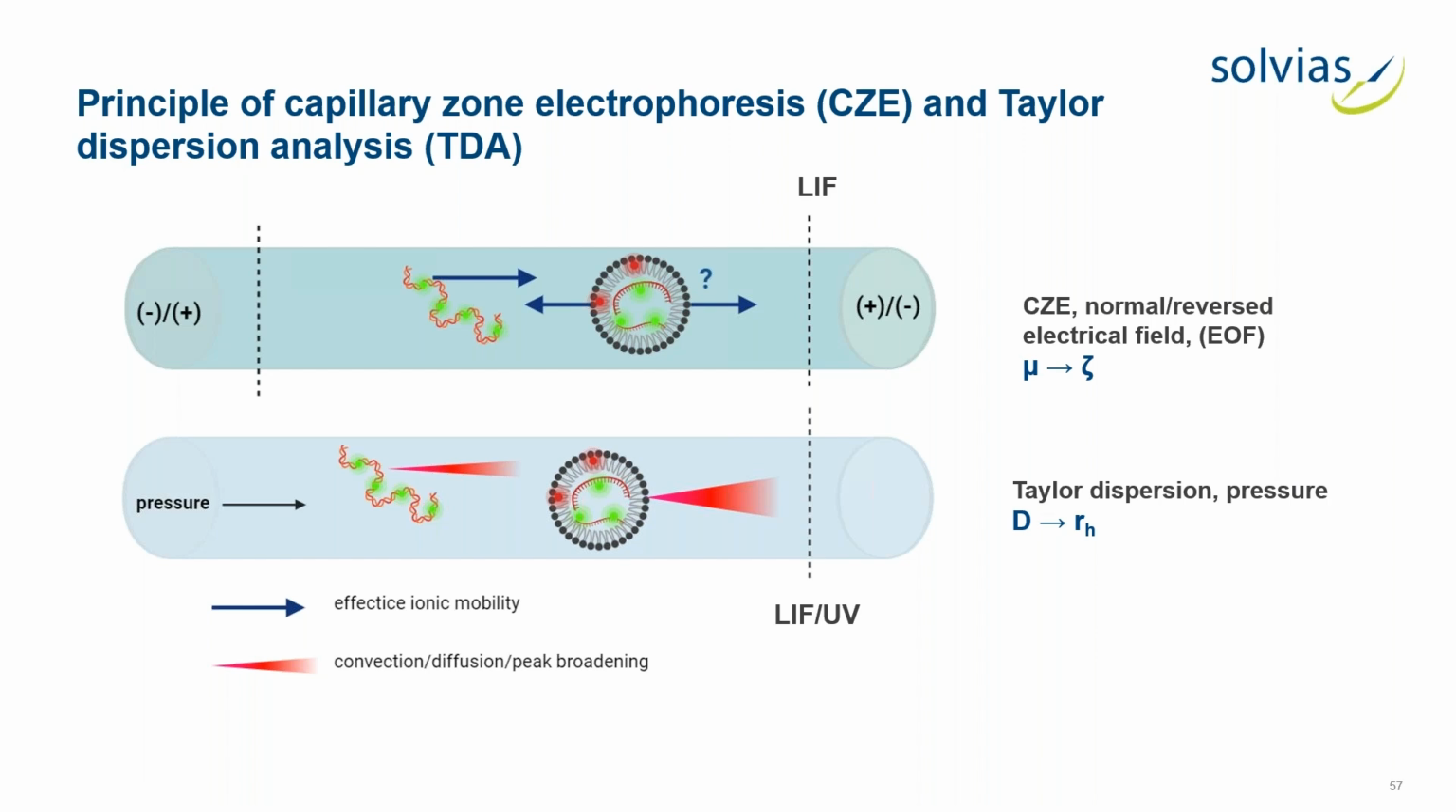So Taylor dispersion is more a mathematical framework for the analysis of dispersion, where it results from the interaction between a parabolic flow and the radial diffusion of an analyte, which is injected as a plug. When we evaluate the peak variance, this peak variance can be transferred to a diffusion coefficient and later to a hydrodynamic radius.